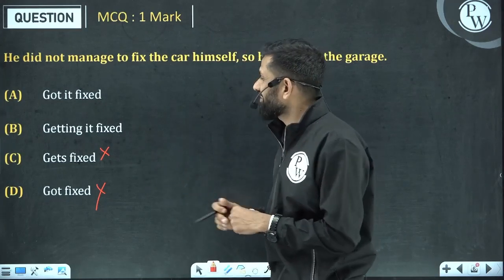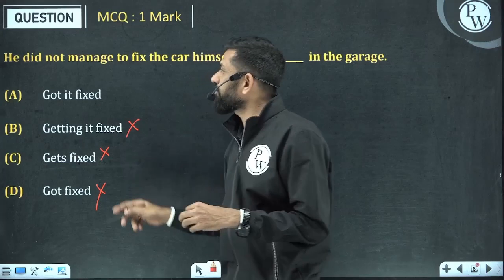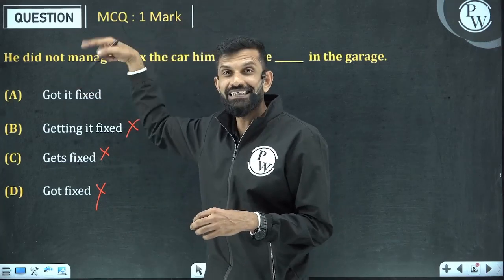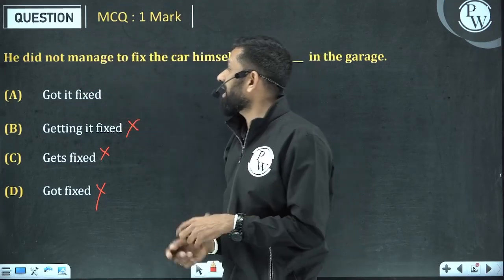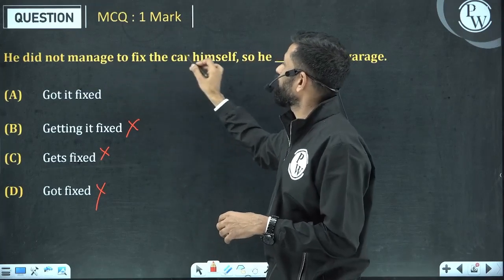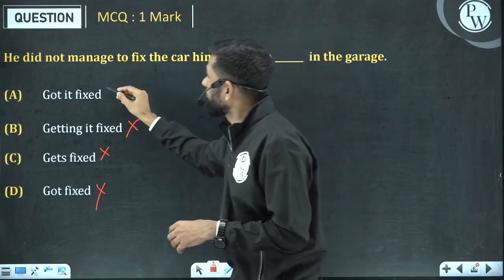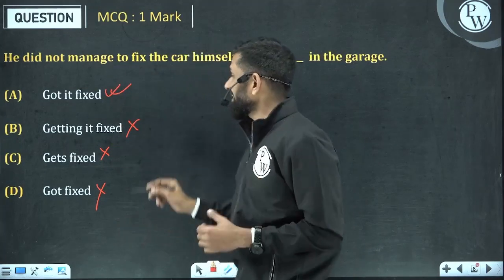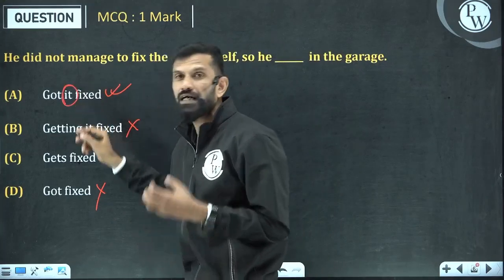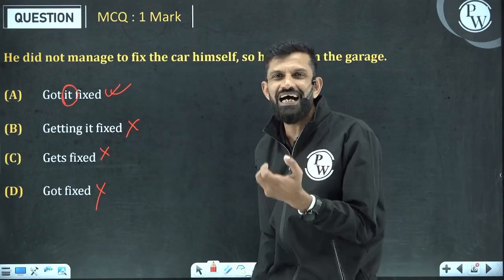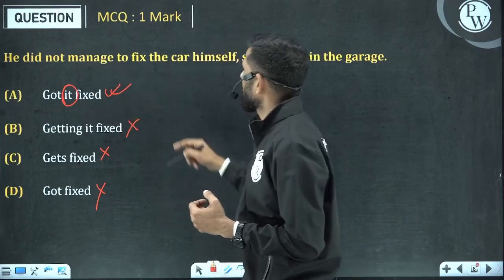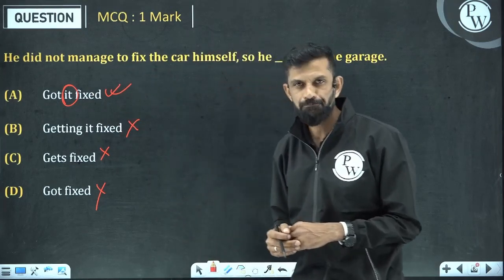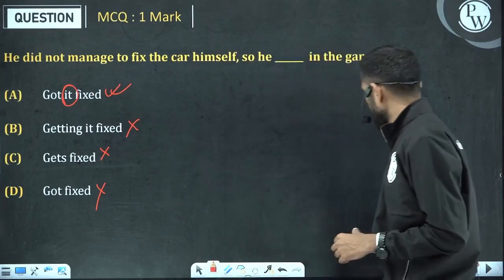So we cannot make it getting it fixed because he did not manage, so it is a past one. He did not manage to fix the car himself, so he got it fixed. Got it fixed. Here you can see they are using the pronoun for the car. They are using it. So this should be the correct answer. That is option A.